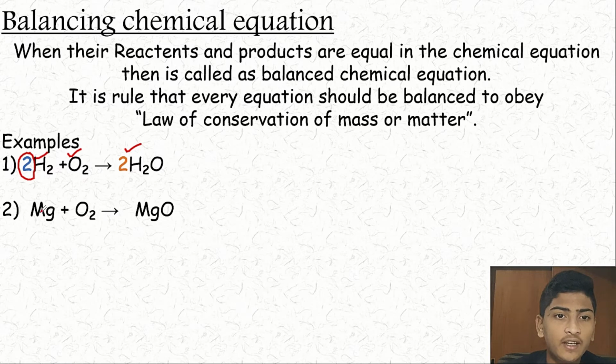Next, here Mg plus O2 gives rise to MgO. It is just an example to solve. Here there is 1 Mg and here 1 Mg. Here 2 oxygen but here only 1 oxygen. So if we write 2 here, we get 2 oxygen but 2 Mg. So if we write 2 here as well, 2 Mg, 2 Mg, O2, 2O. It's balanced. So 2 Mg plus O2 gives rise to 2 MgO, that's magnesium oxide.